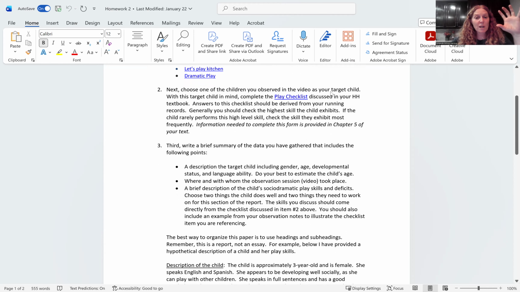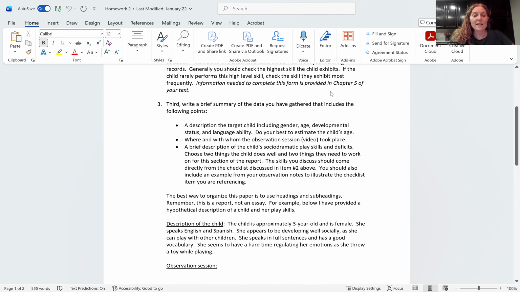The checklist has 10 different areas on it, and you're going to check the highest level thing that the child does. Each item goes in order from lowest level to highest level. So if you saw a child doing the highest level thing for an item, you're going to check the highest level thing that you saw. You should have a check for each of the 10 items on the checklist. You shouldn't end this assignment with any of the items blank. And you will be looking in chapter 5 in the textbook if you need any help with that part.